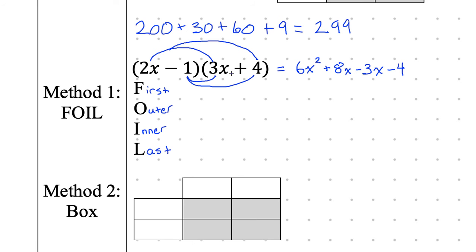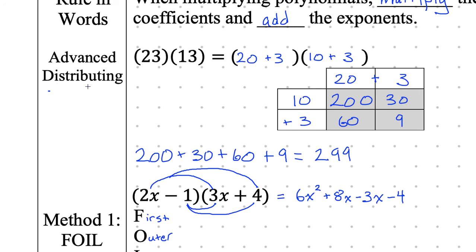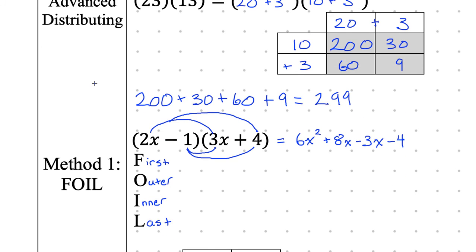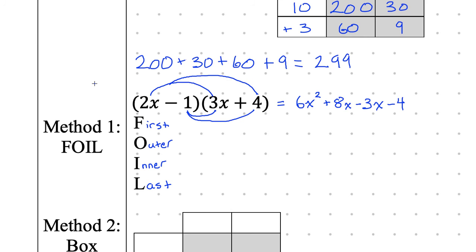What I'm really doing here is distributing. So if I kind of ignore this -1, I distributed this 2x with 3x plus 4. And now if I ignore the 2x, I'm really distributing the -1 with 3x plus 4. So it's kind of like distributing twice. That's why I call it advanced distribution. Yeah, Larissa. Does it matter where you put the numbers, the order in which you write them? No. This is the right answer.